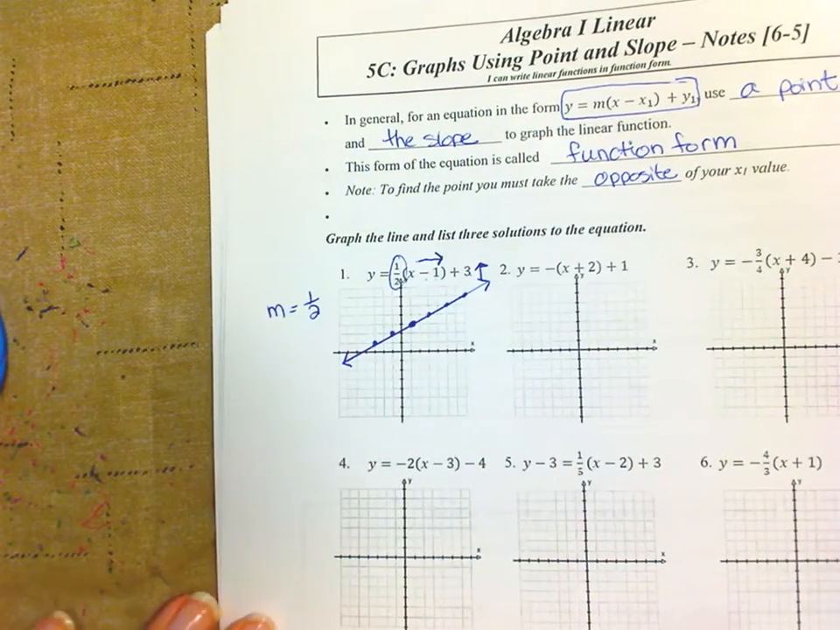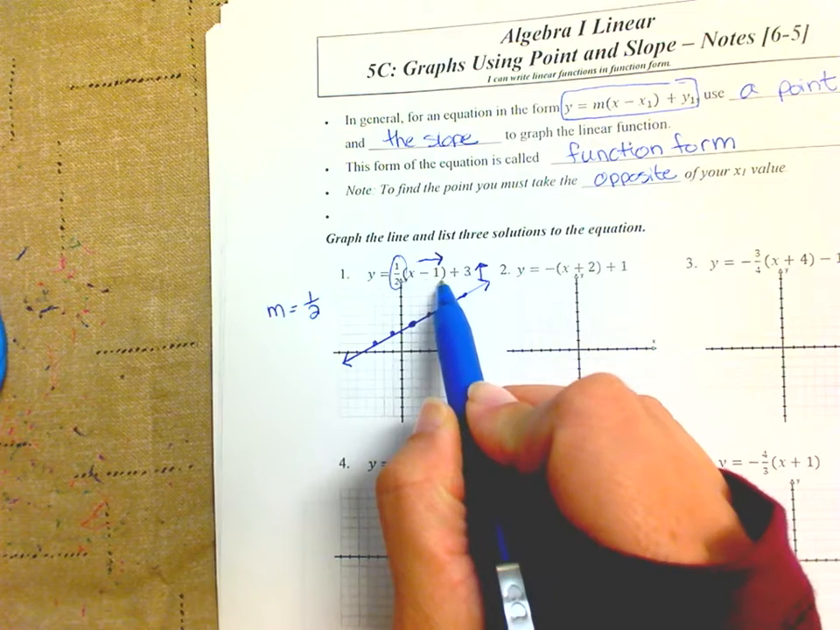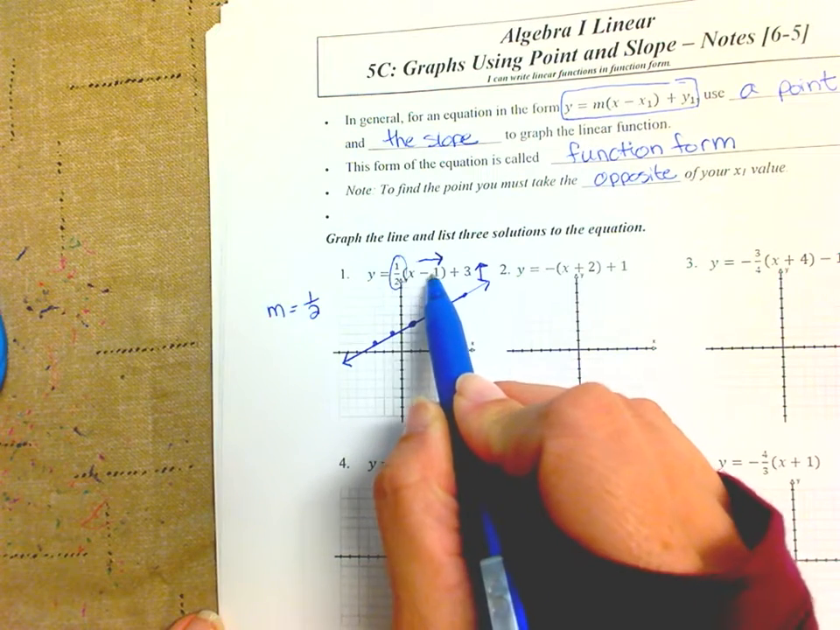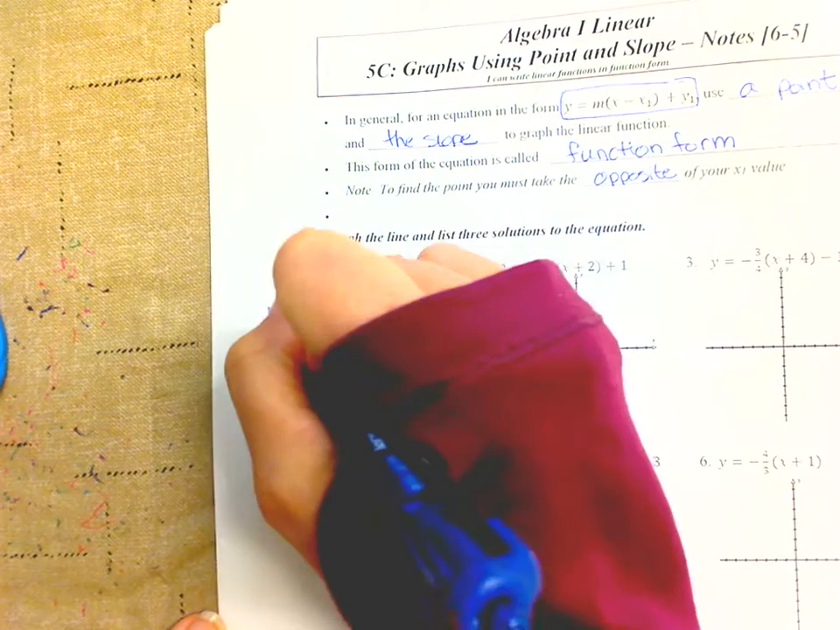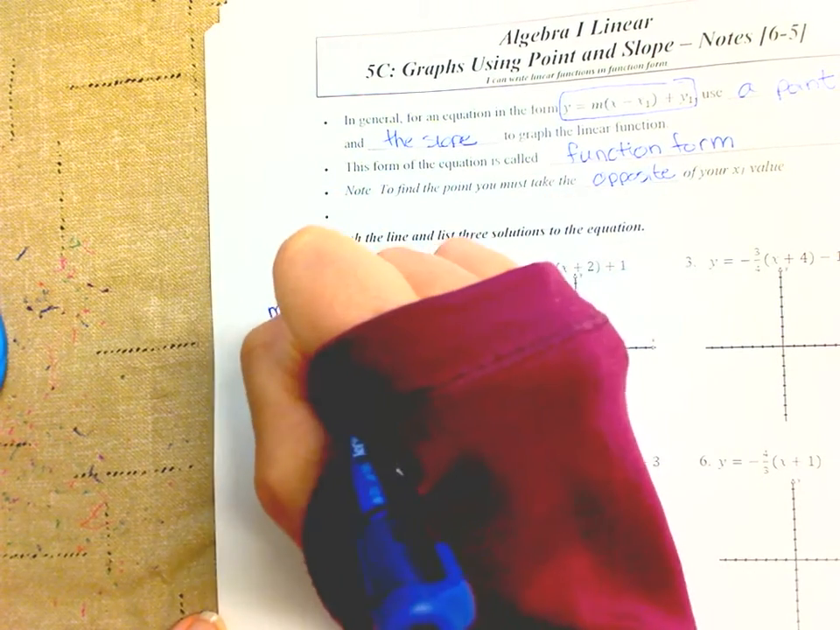Also, sometimes you're going to want to write down the point that you started at. And so it's going to be the opposite of this one, comma, this one. So the point we started at was (1, 3).